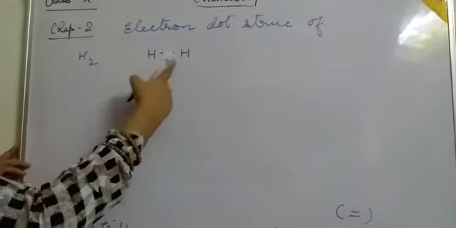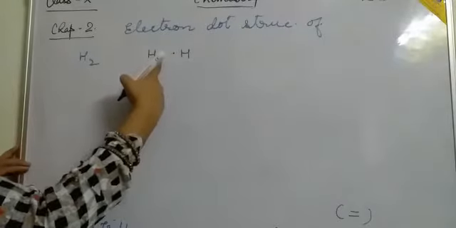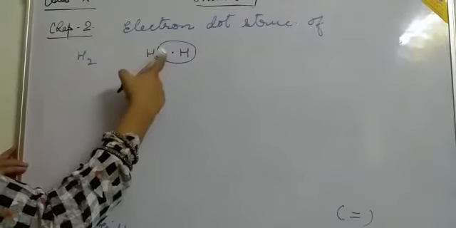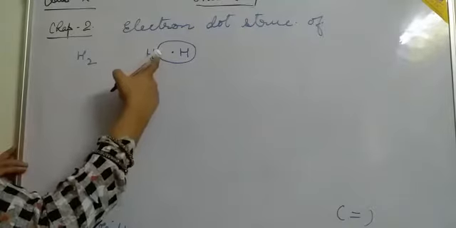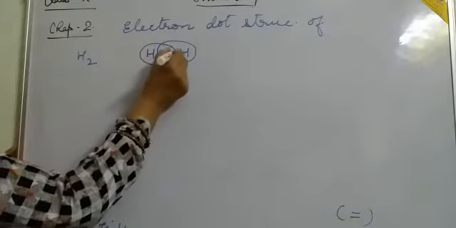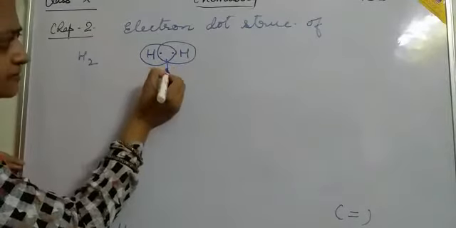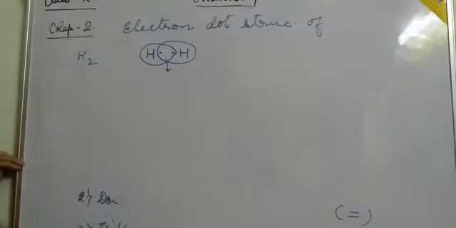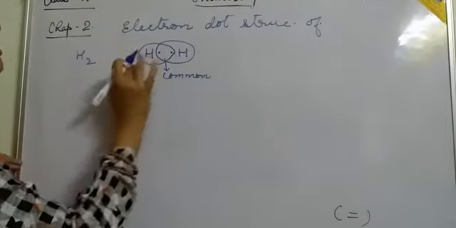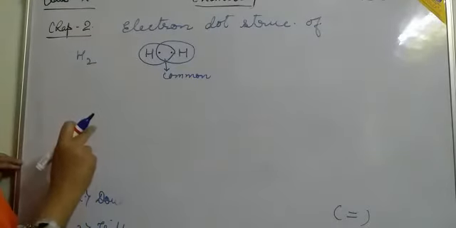So this is formed by the mutual sharing. This hydrogen shares its electron with this one, and this electron is shared with the other hydrogen. Here a ring-like structure is formed. This zone is common for both the atoms. So in covalent bond this type of circle is formed.